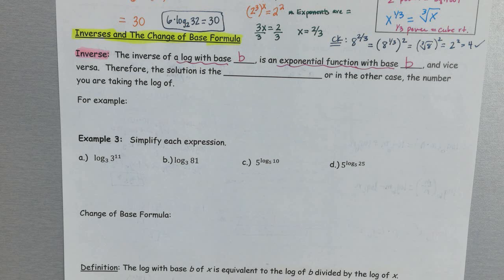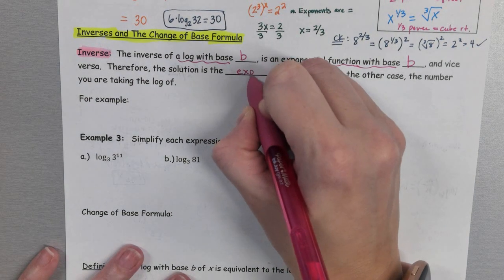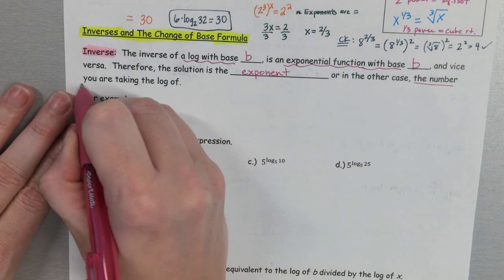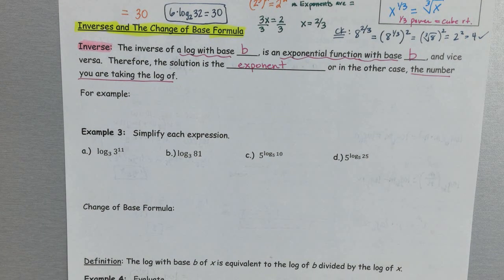They undo that operation. Like multiplication, division, right? You use it to undo the other one. A lot of times people think of it as canceling out, right? When you divide something that's multiplied, it cancels out. So your solution, in this case, when they cancel out, you're going to be left with the exponent. And in the other case, you're going to be left with the number that you're taking the log of. So I'm going to show you an example of each of those.